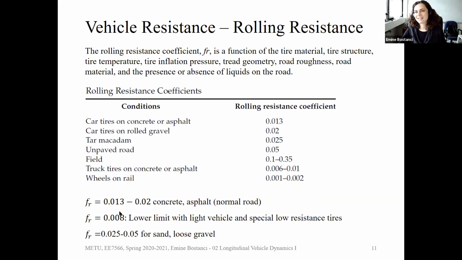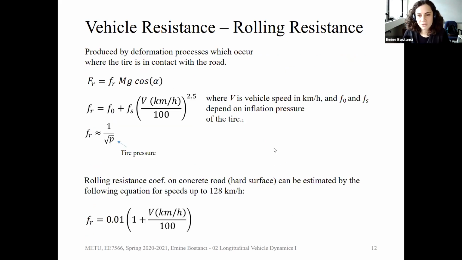We will assume that if we have an electric vehicle, most probably we have a good tire, a high efficiency or low resistance tire. But what you need to know is this value will change with everything. For example, there are some definitions trying to include this FR as a function of a constant times this, as a function of the speed. And here this Fs and F0 will also change with the tire pressure.